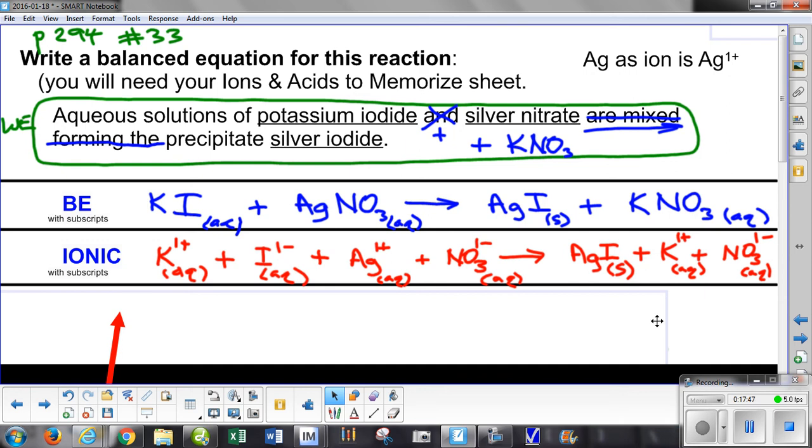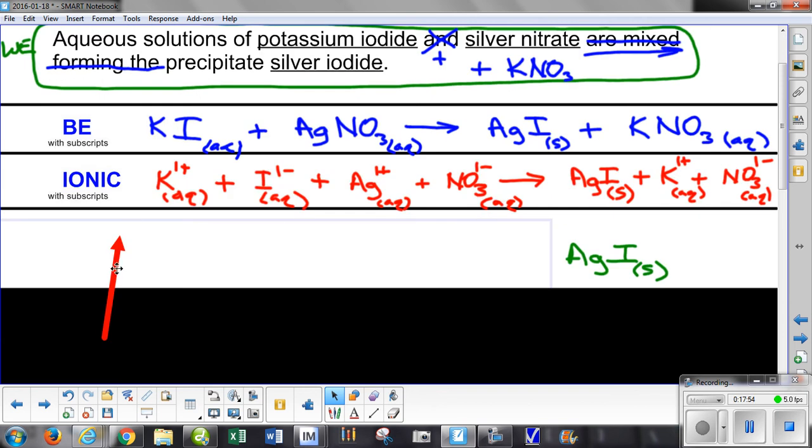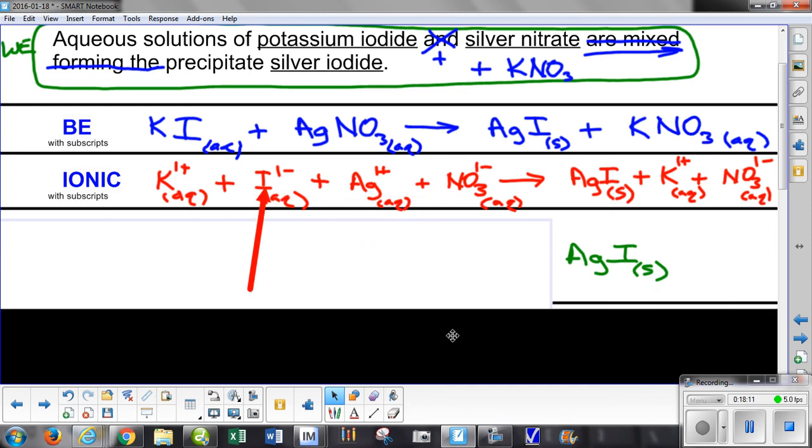Silver iodide. There you go. Now we're going to look on the left side to find these two, the silver and the iodide. Where are they? See them here? Little aqueous silver, and the iodide, little aqueous.